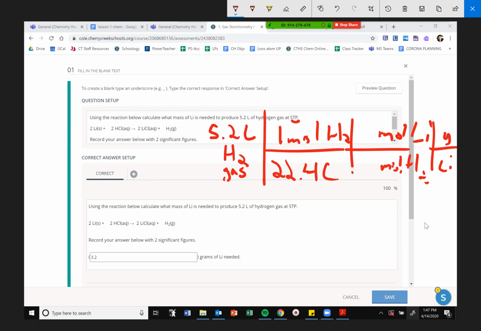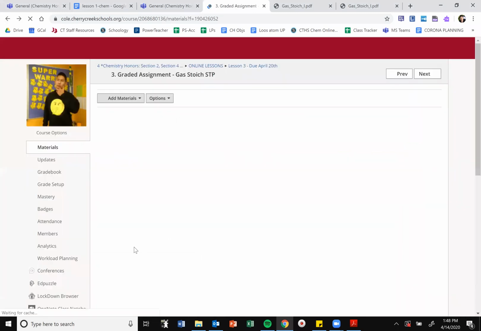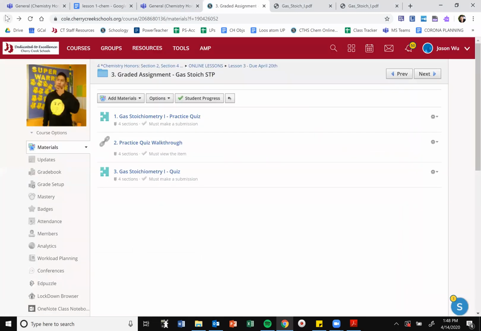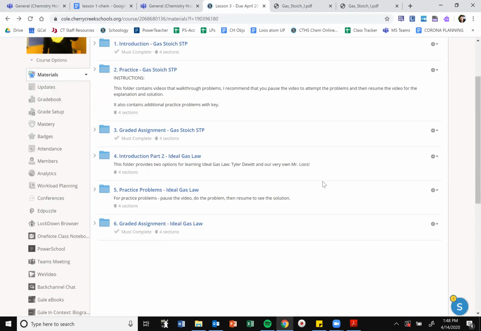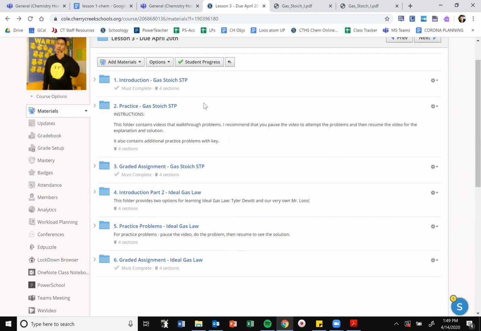Again, more information on that is available in the walkthrough. I'm going to continue summarizing this lesson, and then take any questions. Gas stoichiometry 1 quiz is much of the same. Before I move on to the ideal gas law, any questions about gas stoich STP?